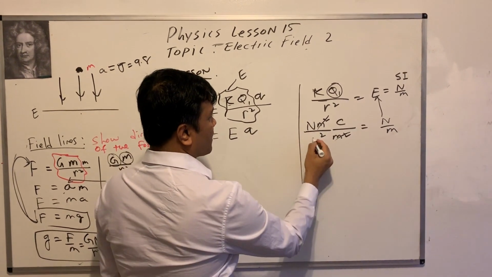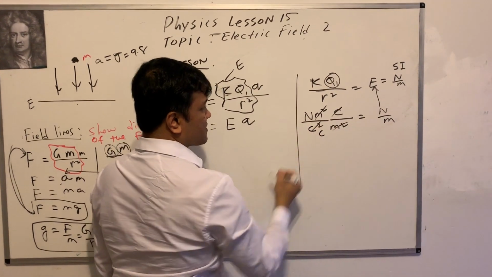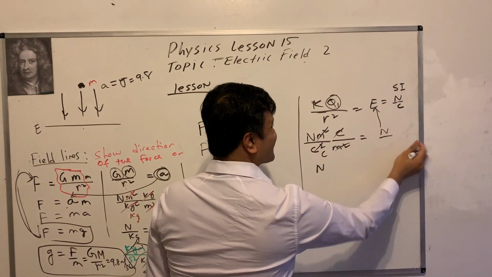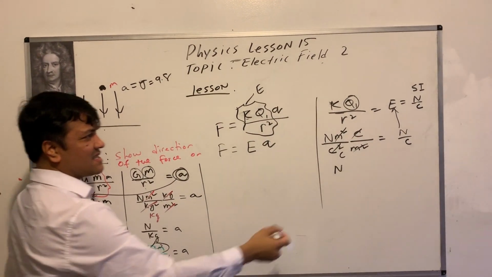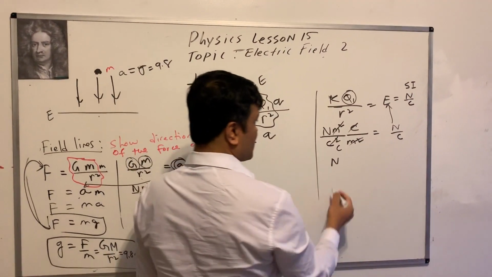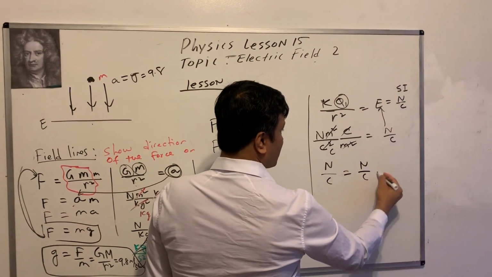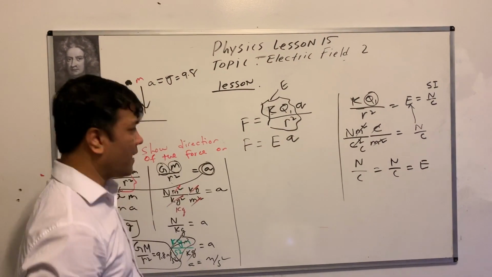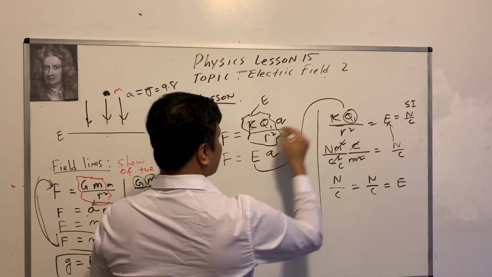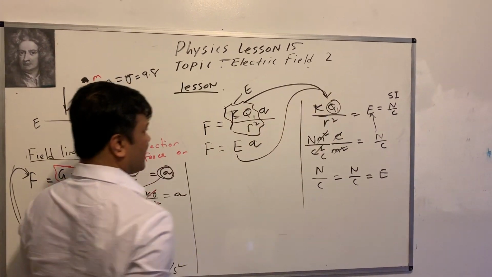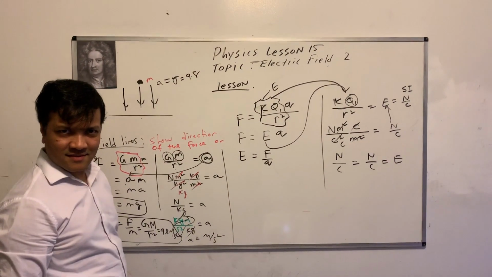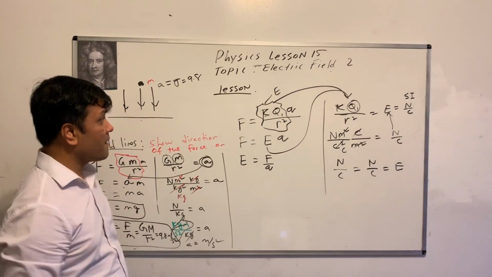Not Q square, Coulomb square. So C goes to C once. So N over C. This must be C. C for charge. C is the Coulomb, the SI unit for charge. So N over C must be E. So that's where E comes from. We just proved that E is equal to this. So then electric field must be what? F over Q. Voila! Electric field is F over Q.